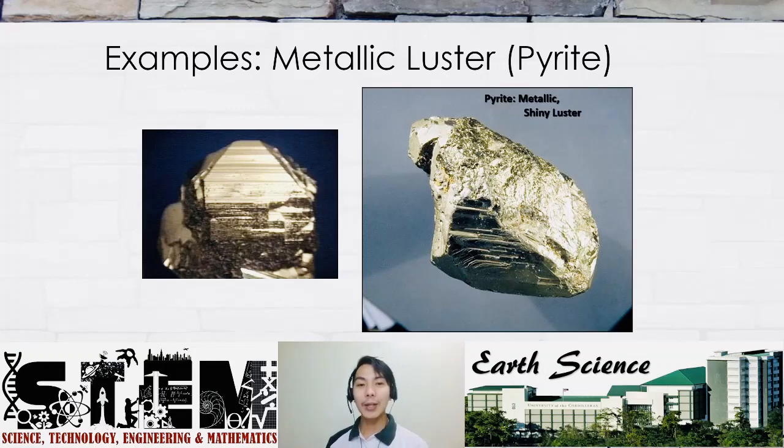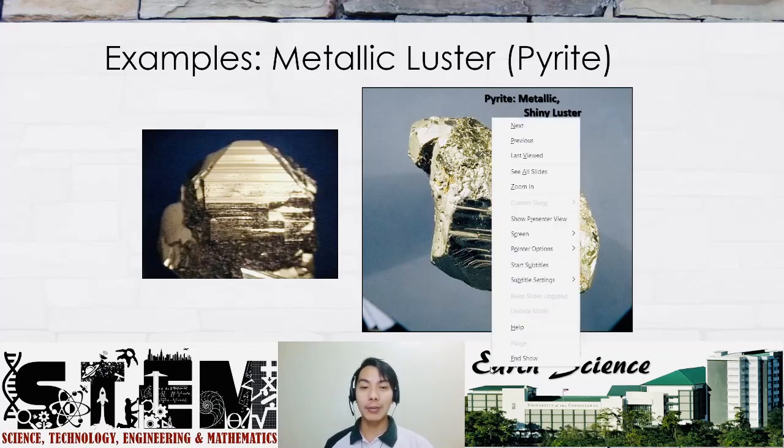When you go to mining communities, you will always see pyrite scattered outside mining tunnels, simply because it does not have market value. Unlike gold, which we know very well has market value, pyrite doesn't have a market value, so it's just scattered around mining communities or tunnels. Again, pyrite is also known as fool's gold.